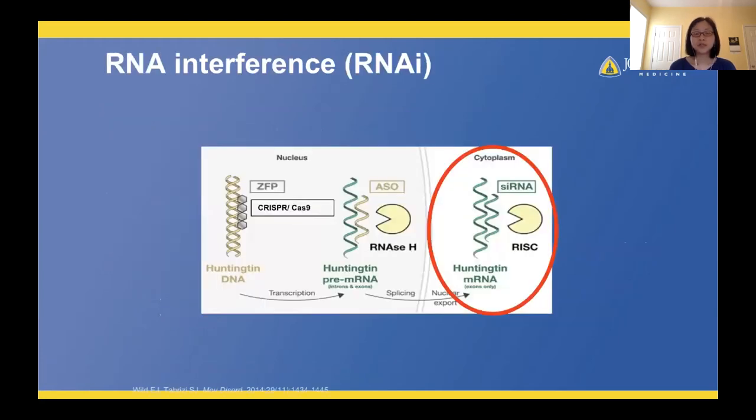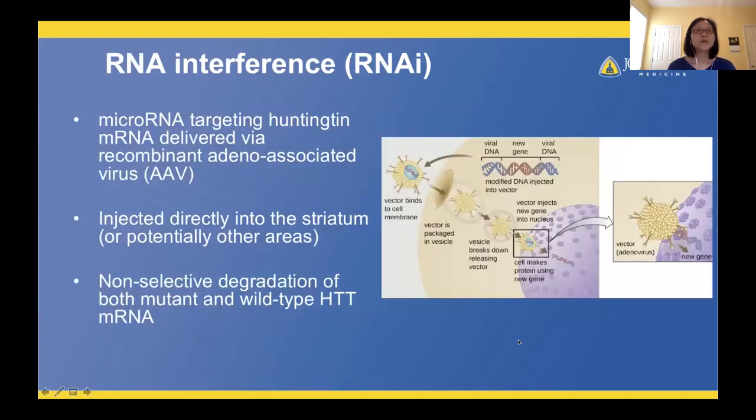The other drug that's in HD clinical trials is RNAi or RNA interference, and that's acting on the mRNA level. So it's microRNA targeting Huntington mRNA, and it's delivered via recombinant adeno-associated virus, and it's a different type of AAV depending on what company is doing the study. That would be injected directly into the striatum or other potential areas in the basal ganglia. And total huntingtin lowering would be non-selective degradation of both mutant and wild type huntingtin mRNA. The recombinant AAVs don't integrate into the host genome, but they remain as nuclear episomes. So that would result in stable gene expression and potentially would require a single administration with permanent effects.